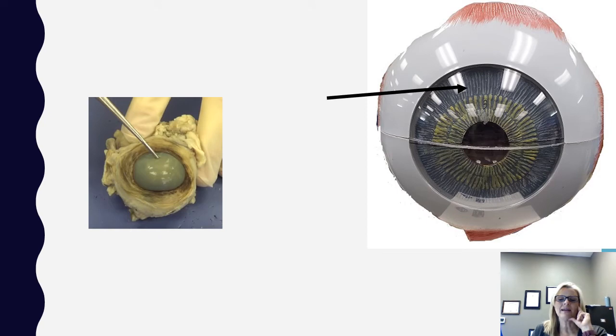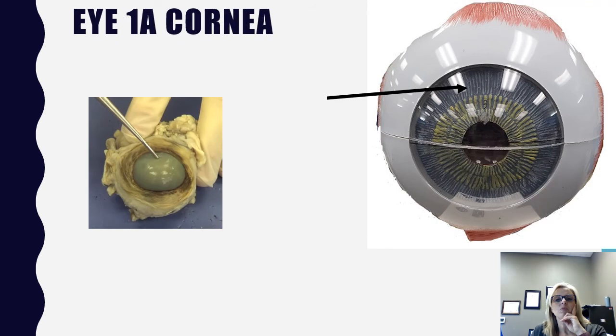All right, now we're on the last section, the special senses, okay? So we're looking at this portion of the eye. Which portion of the eye is this? Will be the cornea, the clear portion.